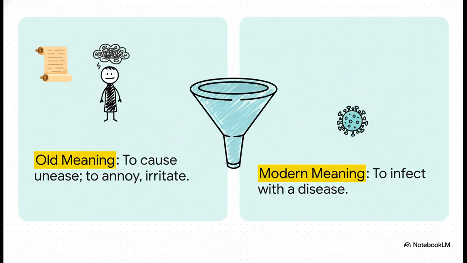And check this out. This is a fantastic little piece of language history. The verb used to have a much broader meaning. It actually came from disease, a lack of ease. So you could literally be diseased by an annoying person. How great is that? But today, its meaning has narrowed down to its medical sense, to be infected. This whole evolution shows how the word became more and more specialized and essential for a really specific, vital topic.